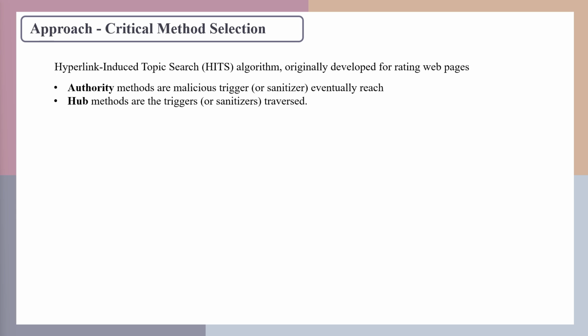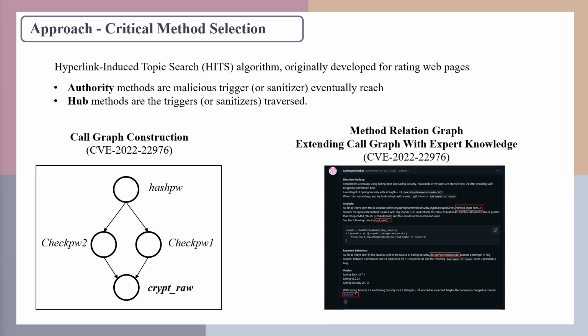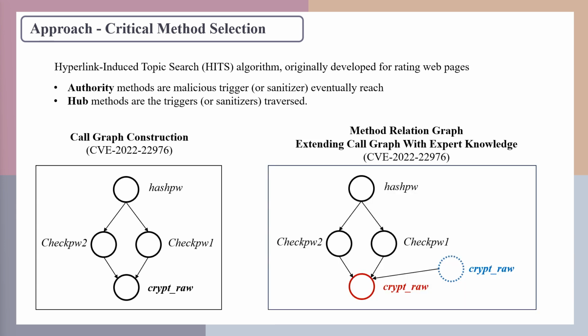Take the same CVE as an example. There are a quatrain of hash PW to crypto. We first construct the core graph, then add additional knowledge about the method and class of the vulnerability from GitHub. If any class or method is mentioned, like crypto in this case, Vision phantoms a method caller for it. Eventually, the method relation graph is constructed and the critical method is determined by HITS.